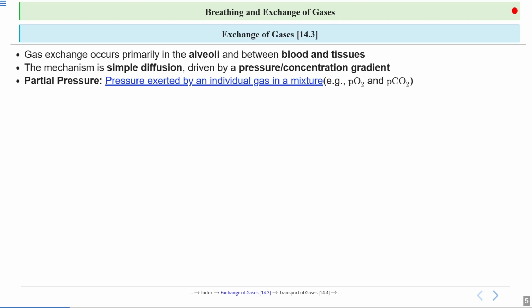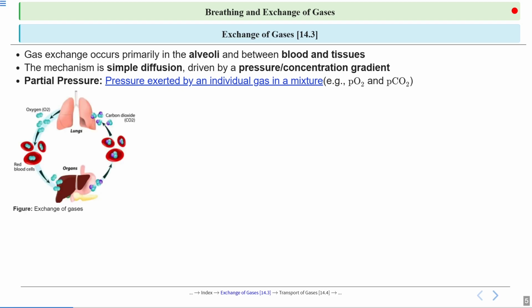But when you are talking about the pressure exerted by oxygen, then it is the partial pressure. Pressure exerted by carbon dioxide, then again it is the partial pressure of carbon dioxide, right? So, partial pressure means the pressure exerted by an individual gas in a mixture, right? We will see a table also later on.